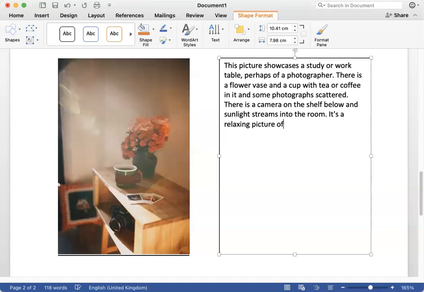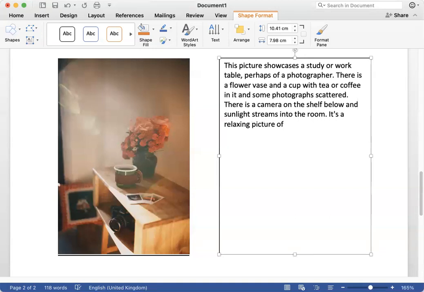Okay, so here again, I wasn't able to complete my last sentence, but I think I was able to write a little more than I did in the first picture. So this picture showcases a study or work table, perhaps of a photographer. There is a flower vase and a cup of tea or coffee in the picture, and some photographs scattered. There is a camera on the shelf below, and sunlight streams into the room.